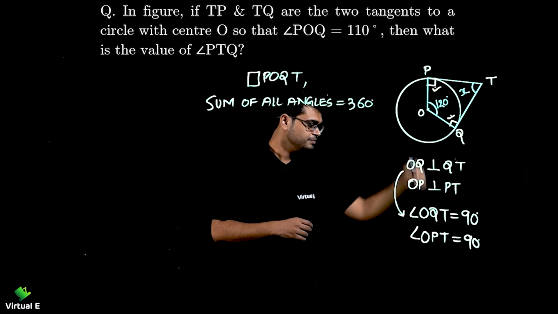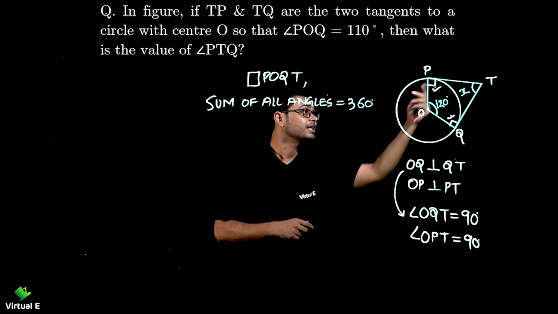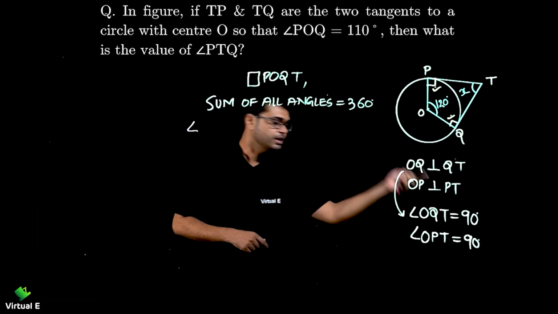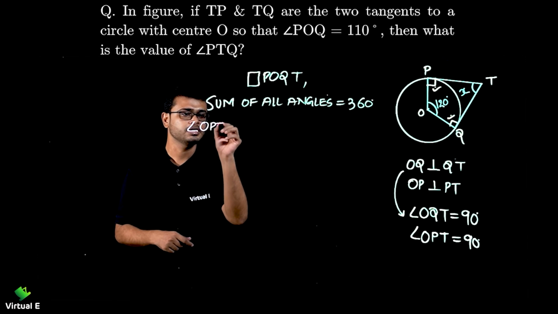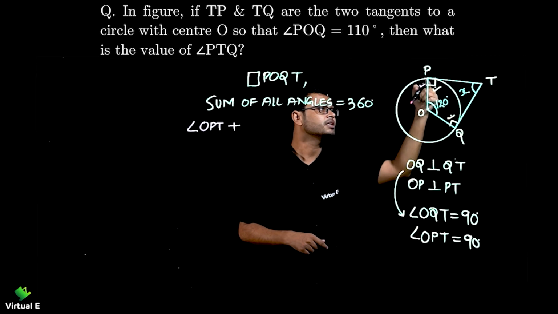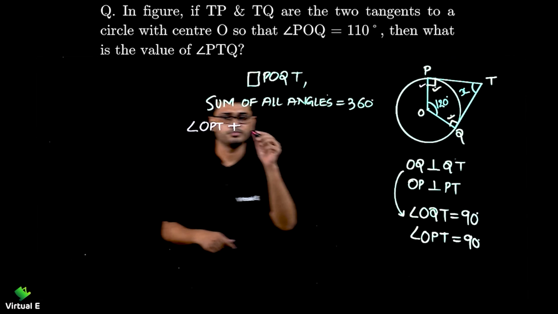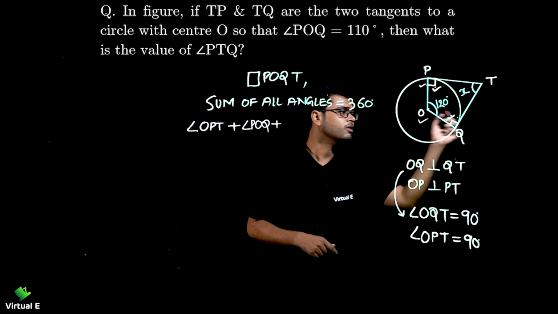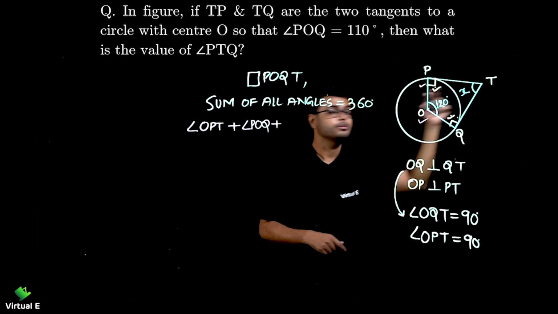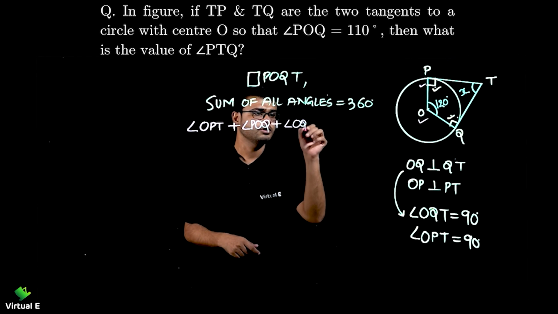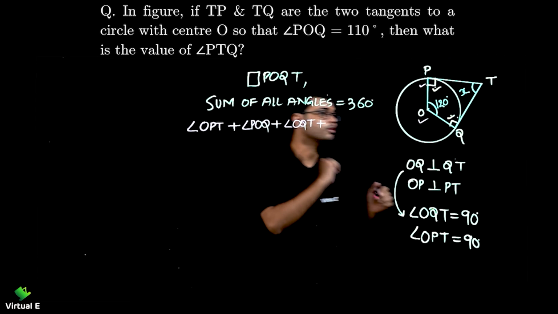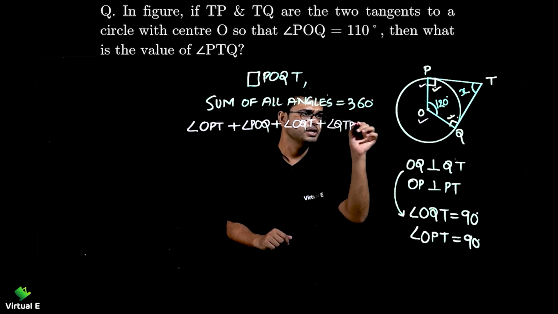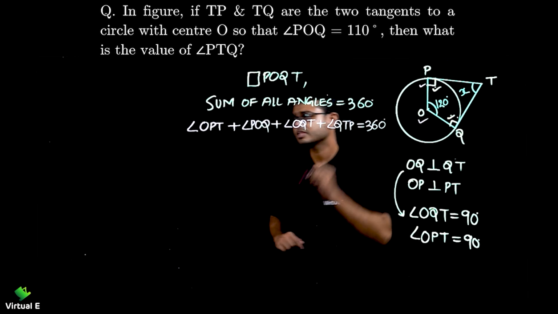First of all, let's start with this TPO angle. Here I have written OPT. So let's write OPT plus this angle is done. Now this angle POQ. This angle is done. Now come to this one, which is OQT, angle OQT, and the last missing one that we want to find, QTP, angle QTP is equal to 360 degree.